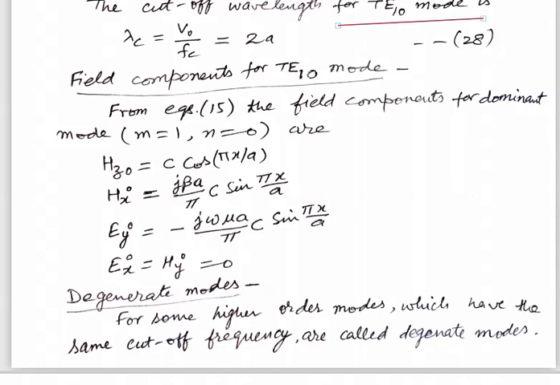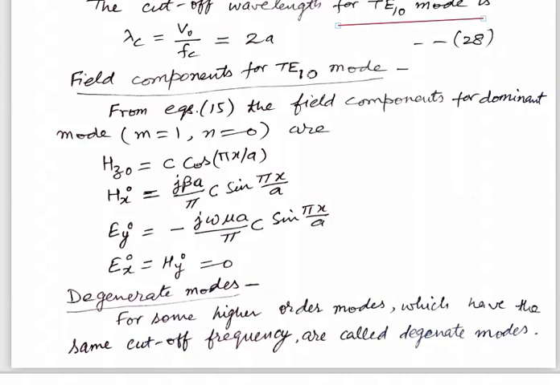The complete field equations can be obtained after multiplying the time harmonic part, that is e raised to the power j omega t, and also the z variation by e raised to the power minus gamma z. After multiplying these two factors, the complete field components can be obtained.